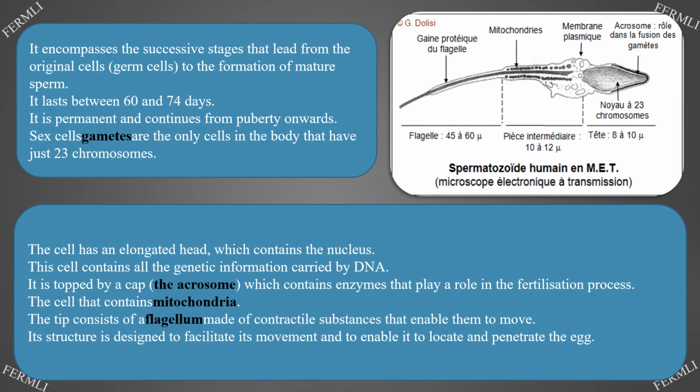The cell has an elongated head, which contains the nucleus. This cell contains all the genetic information carried by DNA. It is topped by a cap, the acrosome, which contains enzymes that play a role in the fertilization process. The cell contains mitochondria. The tail consists of a flagellum made of contractile substances that enable it to move. Its structure is designed to facilitate its movement and to enable it to locate and penetrate the egg.